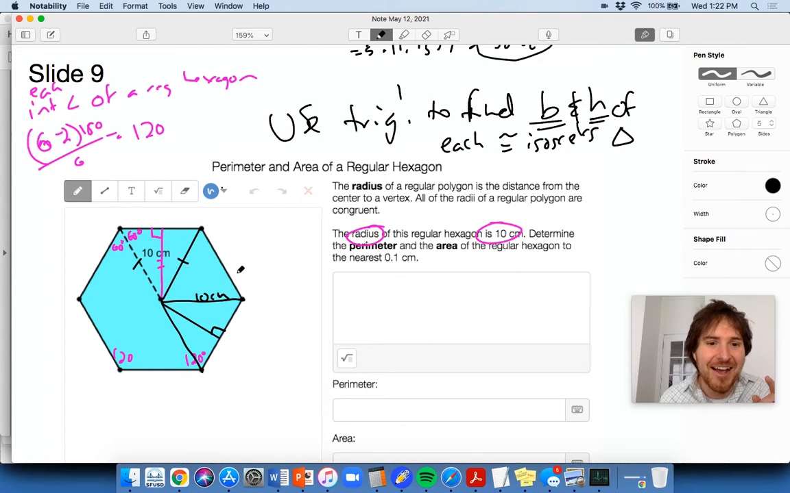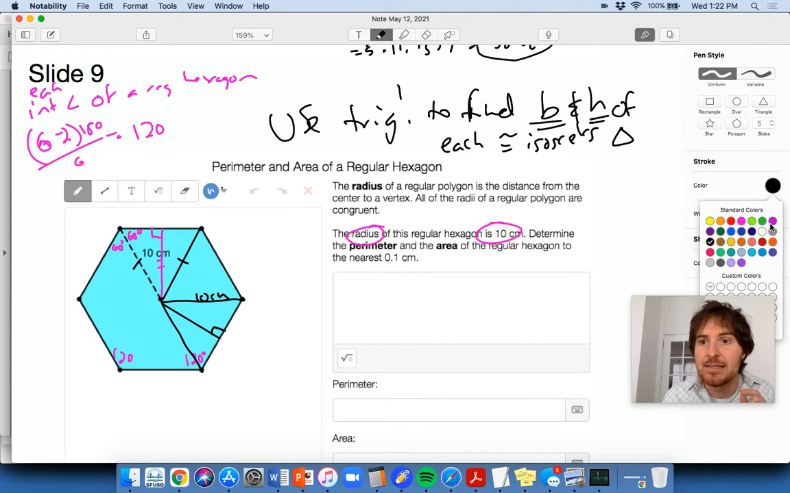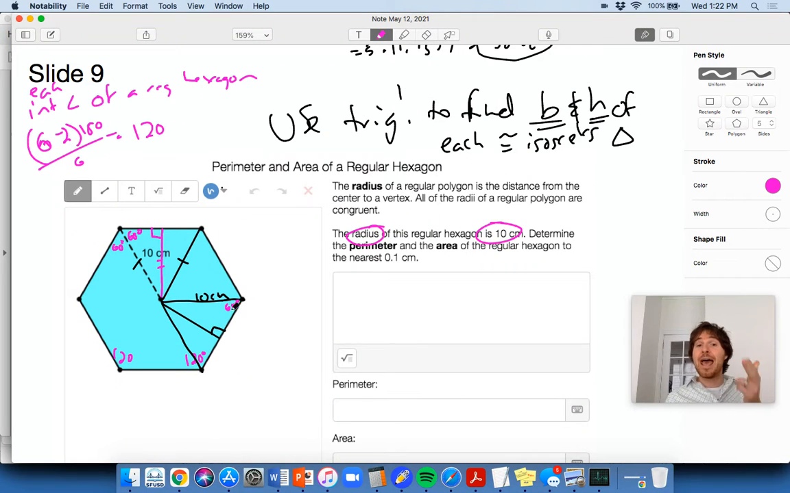There we go. And 120 gets split 2 ways. This is going to be a 60-degree angle. So all of a sudden, we have right here a right triangle where we know one of the acute angle measurements is 60 degrees. We know what one of the sides is.